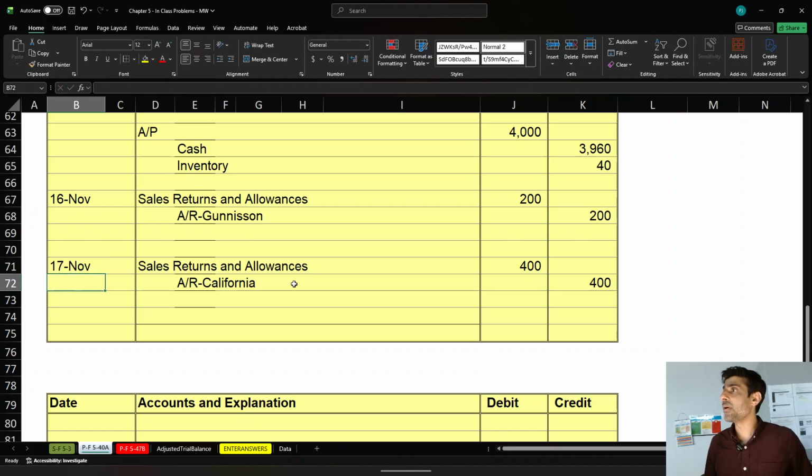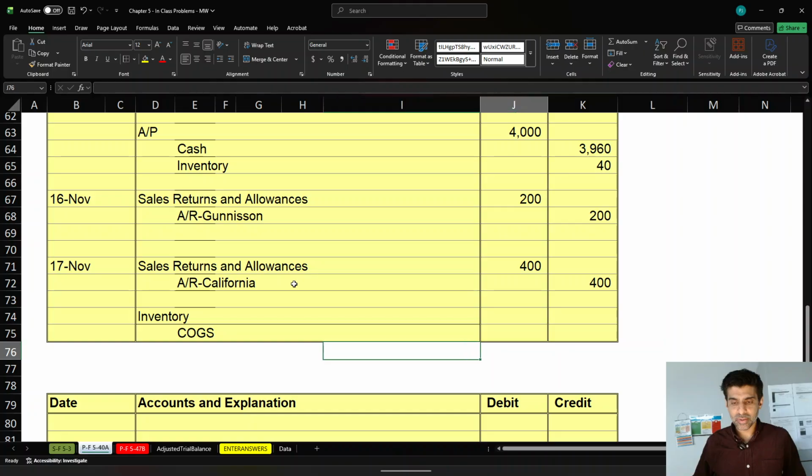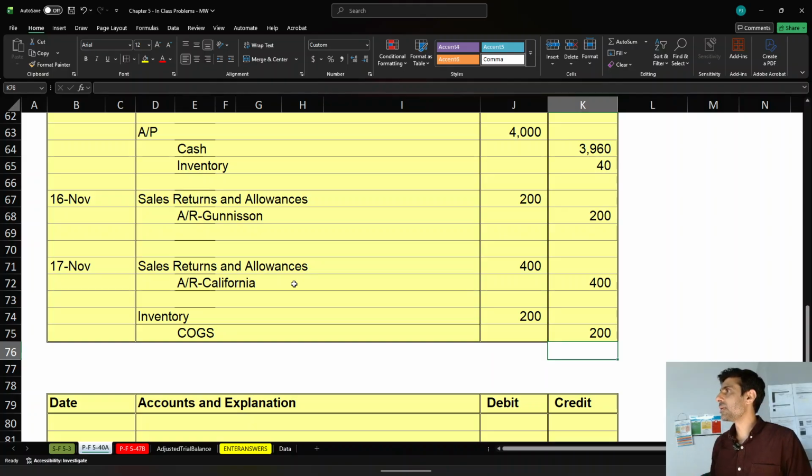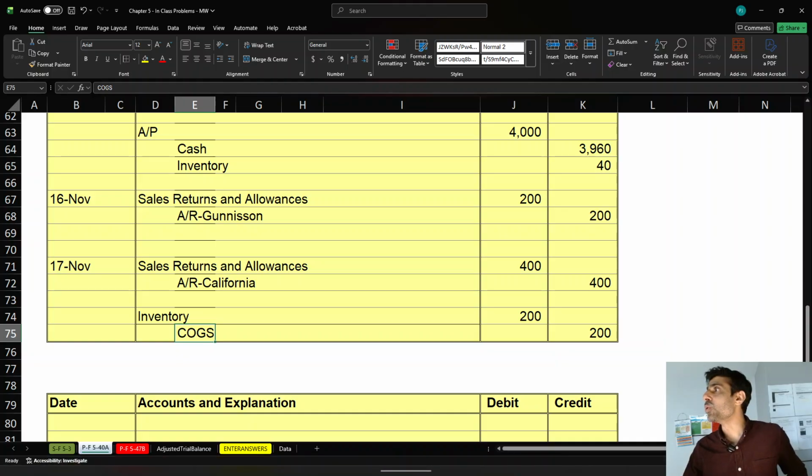But since this is a return and not an allowance, I'll have a second thing I have to do, which is to put that inventory back. I'm putting it back into inventory. I'm getting that item back, and I'm going to reduce cost of goods sold by the value of the inventory, 200. Okay, everyone good with that? Again, there's no contra account for cost of goods sold. We're just going to directly do a weird thing and credit an expense account.